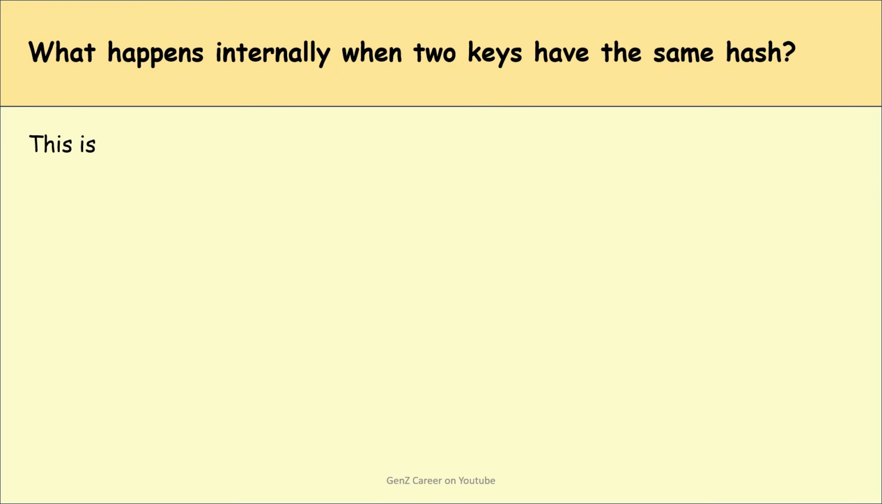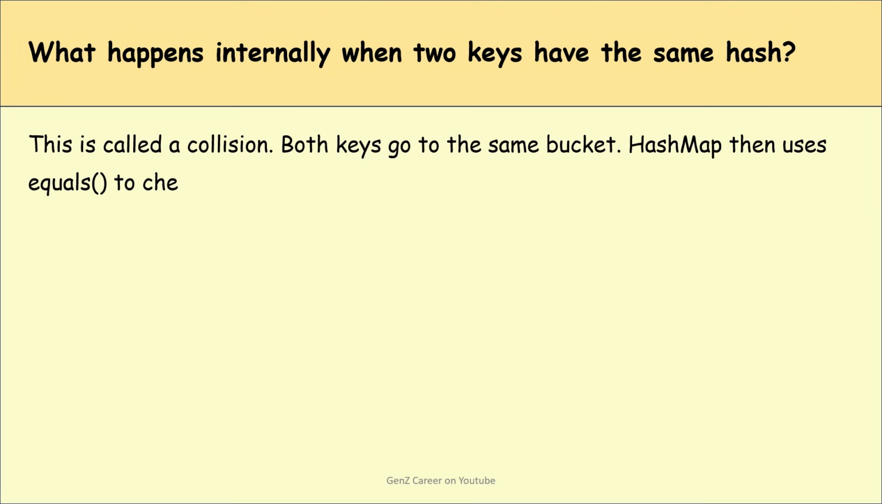Moving to the next question, what happens internally when two keys have the same hash? This is called a collision. Both keys go to the same bucket. HashMap then uses the equals method to check and store them separately.